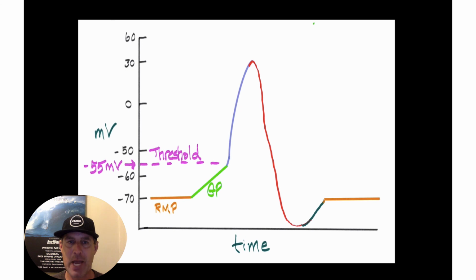So that's a typical action potential, or I should say that's typical electrical activity or excitation of a neuron that incorporates both the graded potential and the action potential.